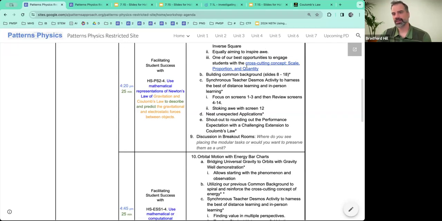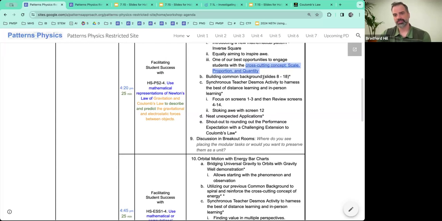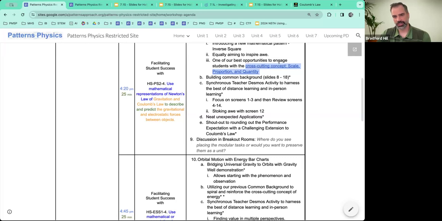All right, and then it's really important. In physics, I mean, chemistry has a lot more examples of these, and physics does too, but this is one of the best places to get at the cross-cutting concept, scale, proportionality, and quantity. That is just loaded in this unit. So we want to do that in a couple other places, but this is one of the best places in the whole year to get at that cross-cutting concept.